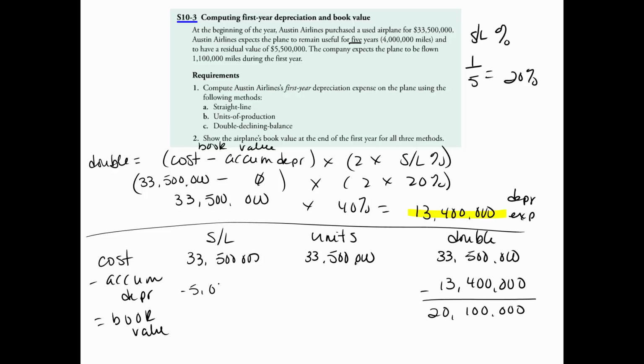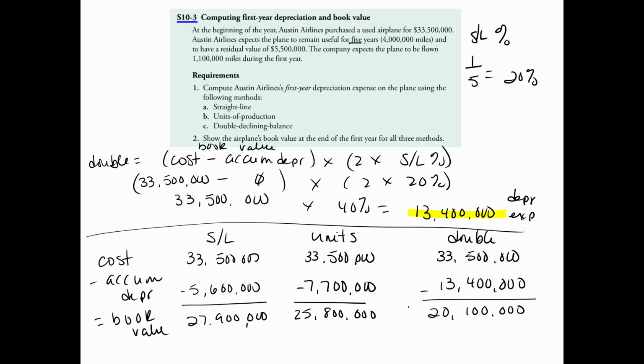So the book value under straight line was 27.9 at the end of the first year. The book value under units of production was 25.8. And the book value under double declining, that accelerated method which gives you a bigger tax break, is 20.1 million. And this would be the basis in year 2 of double declining. That becomes the book value.